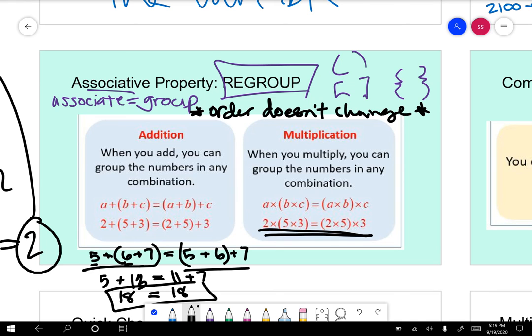The key thing is everything has to be adding, or everything has to be multiplying for it to work. If you have adding and multiplying and dividing and subtraction in there, it's not going to work. Okay, so keep that in mind.